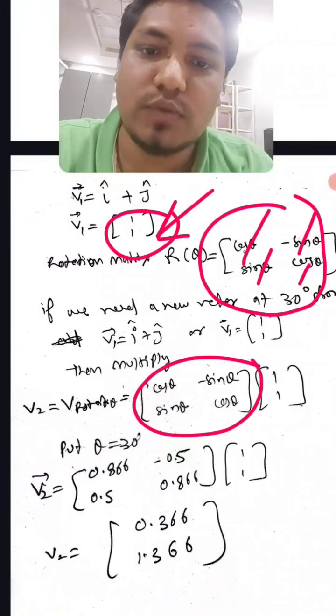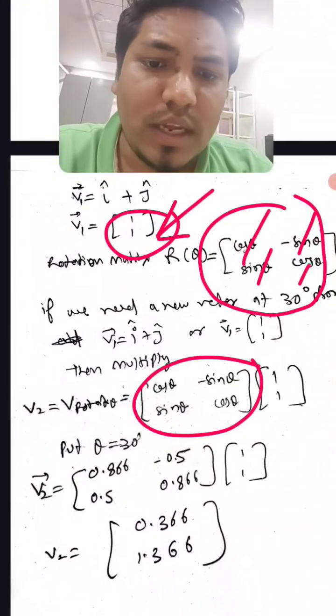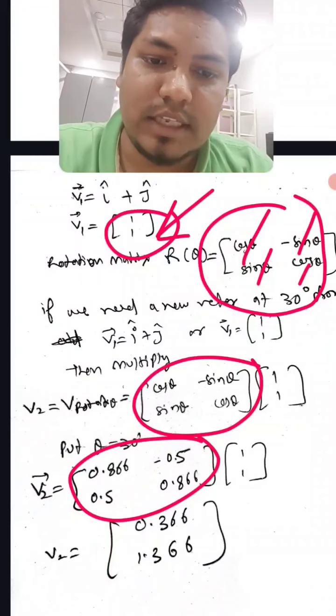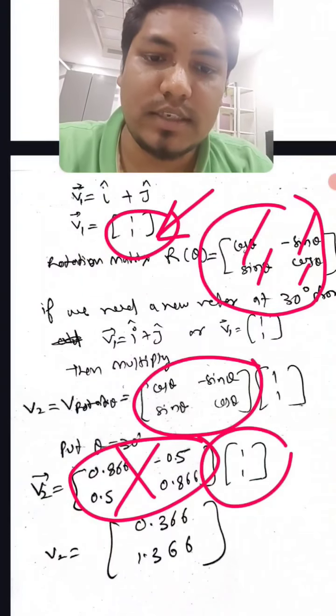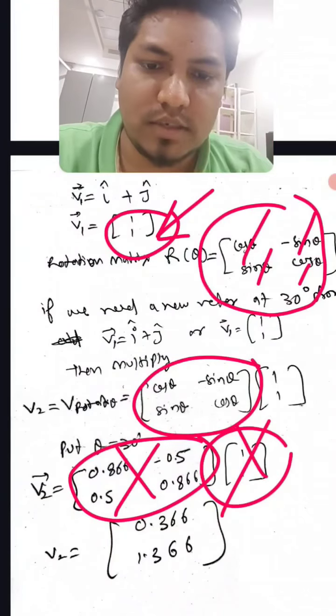So substitute 30 degrees in this matrix because they asked for 30 degrees. You will get this answer after substituting 30 degrees, and then multiply here because this is a 2 cross 2 matrix and this is a 2 cross 1 matrix. So you will get a 2 cross 1 matrix. So this is the final answer.